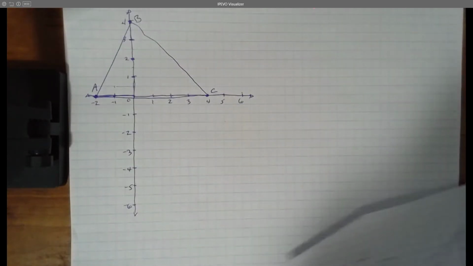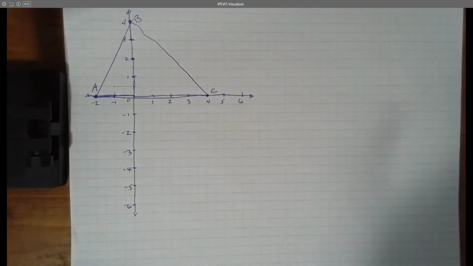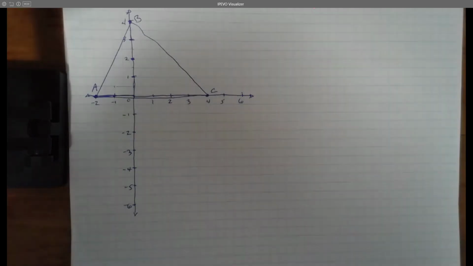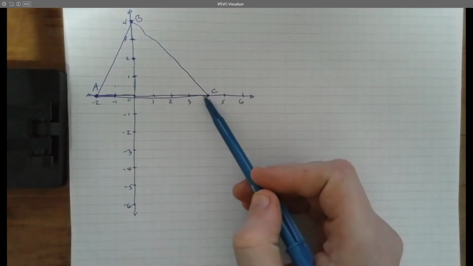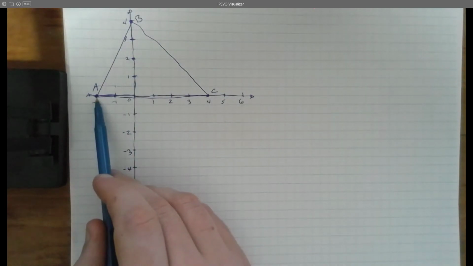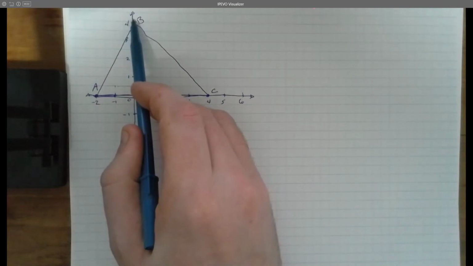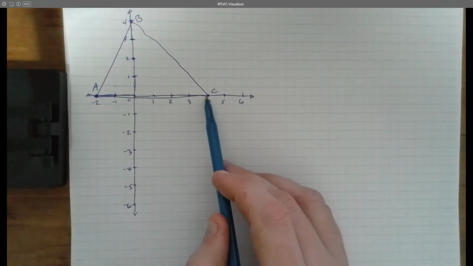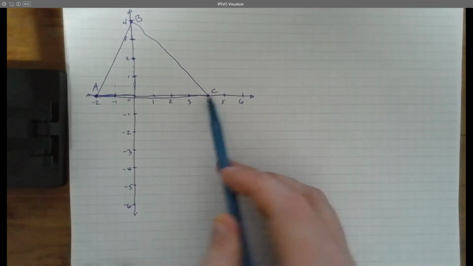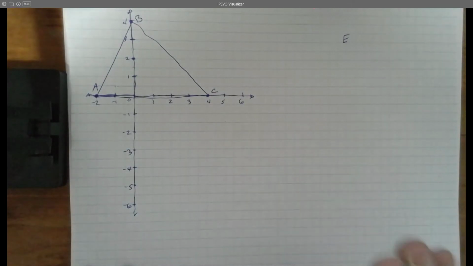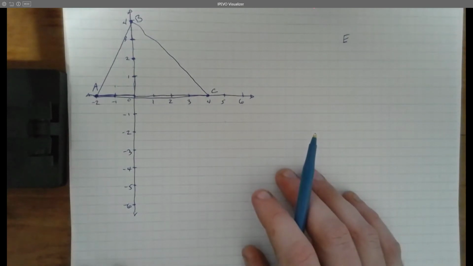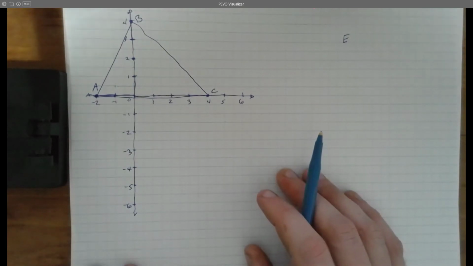Let's take a look now at example 13, a question that is much more complex. Example 13 says that the vertices of triangle ABC are at A is (-2, 0), B is at (0, 4), and C is at (4, 0). The transformation E, okay, so we're going to be doing some transformations. We're calling our first transformation E, an enlargement about the point (6, 4).